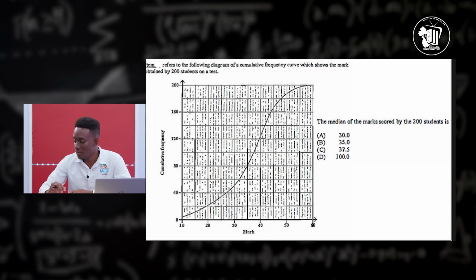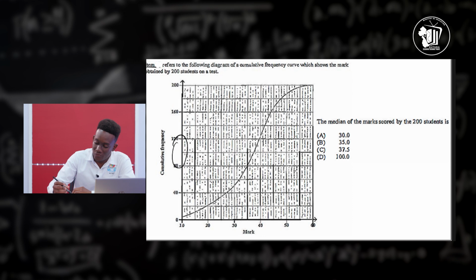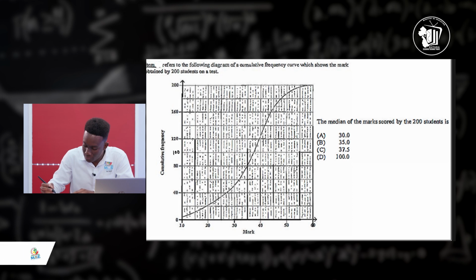So the median mark scored by the 200 students is, so to find the median, we know we need to identify this part on the curve and then we draw across and then we come down to find the median mark. So we know the median, we have 200 students. So the middle of 200 would be 100. So we know 100 would be right here. So we draw across from 100. So let me use a different color. So we draw across from the 100.